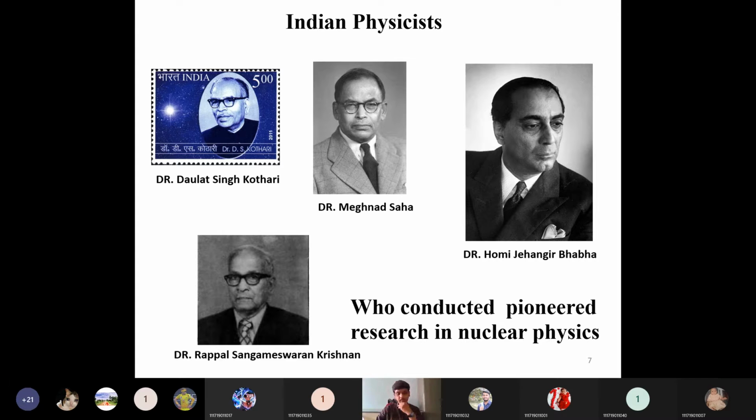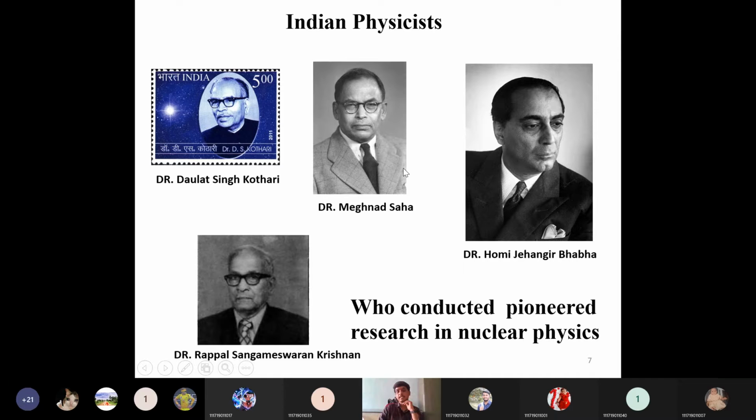Then what else can we say? He has worked in Calcutta University. He has worked in IISc also, the Indian Institute of Science. Yeah. Then you can Google and see about this Meghnad Saha and everything.